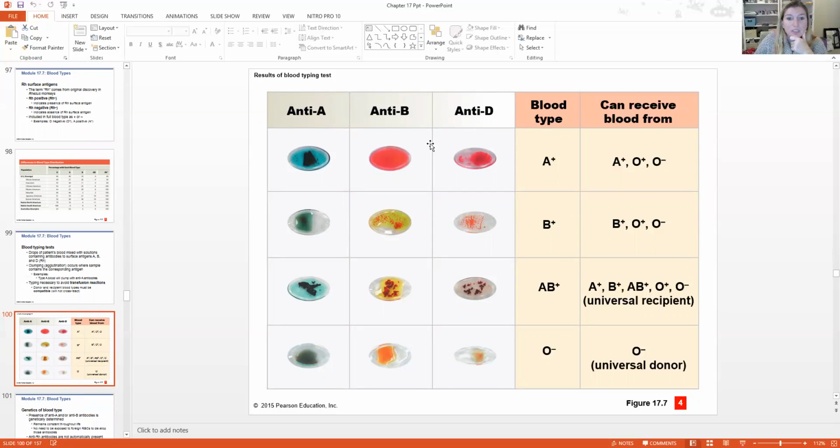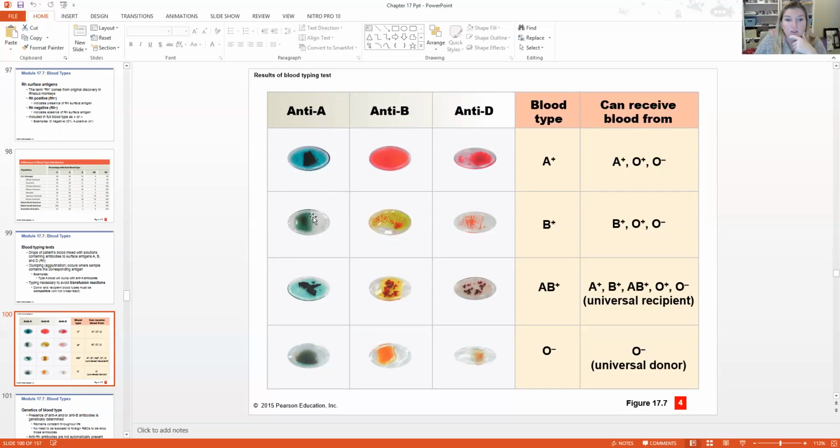If you look here, there was clumping. See how it's clumping? It's not like a nice smooth blue. There was clumping here in the anti-A category. That means this person has the A antigen. There's no clumping here in the anti-B, and there's clumping here in the anti-D. So that tells us that this person has A positive blood.